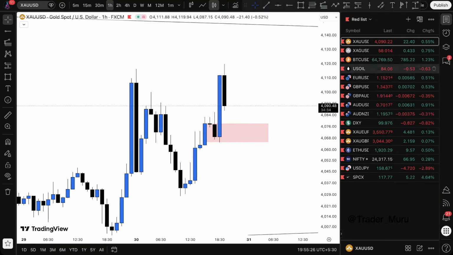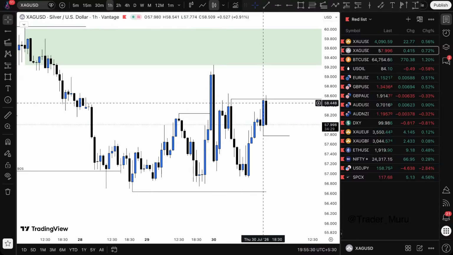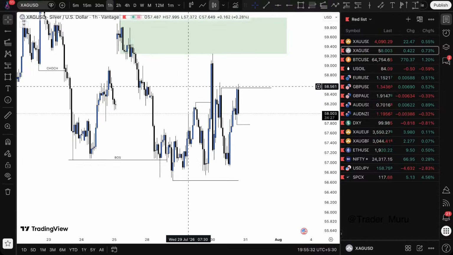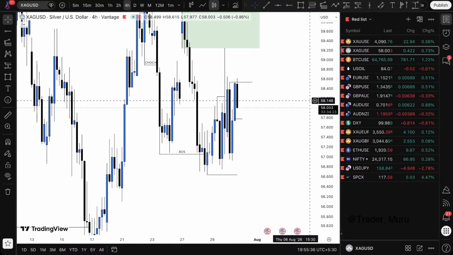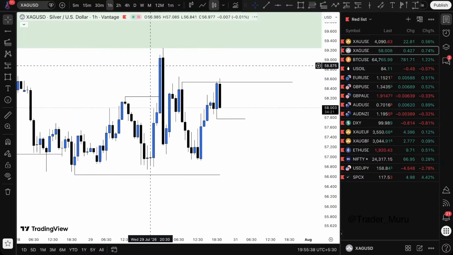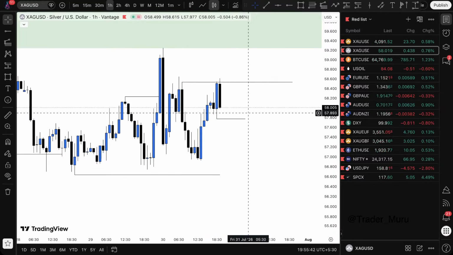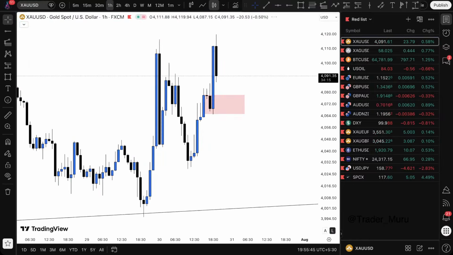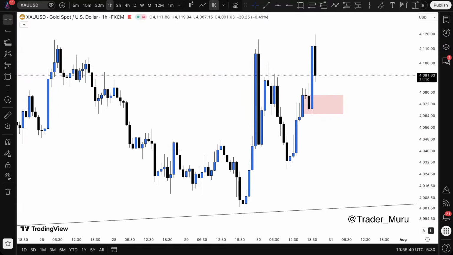By looking at silver, it seems like gold pump was just liquidity hunting because silver is still bearish. You can clearly see this. 4-hour high is not broken. This supply level in the 1-hour time frame is not broken. Silver is clearly bearish right now, but gold has broken all the levels. It seems like liquidity hunting.